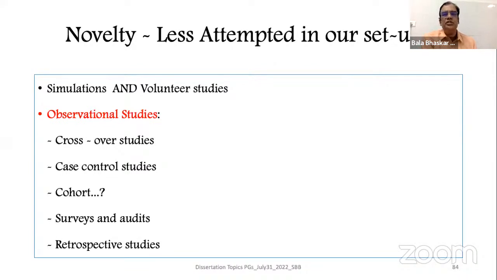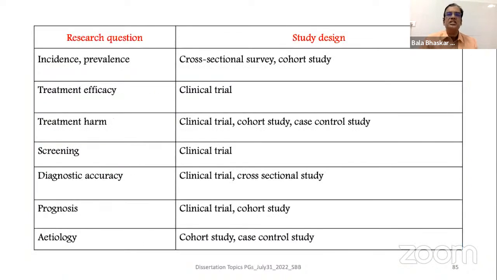Basically, in terms of novelty, we are trying to provide some topics out of the routine. For example, can we think about simulation studies and volunteer studies? And can we do some sort of observational studies where it is suitable? Crossover studies, case control studies, cohort studies, some sort of surveys and audits. They've got their own limitations, but you can always think about them. Then retrospective studies. So these are the ones which can always come to our mind.